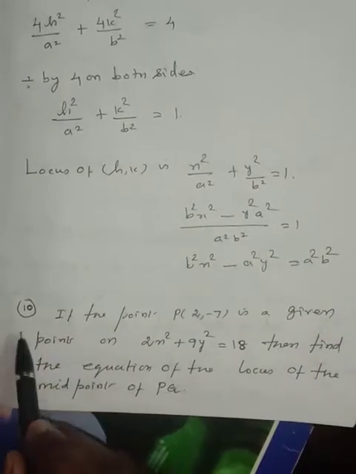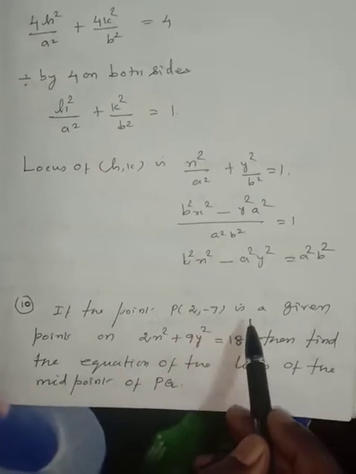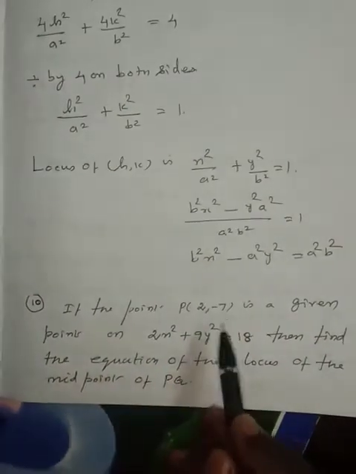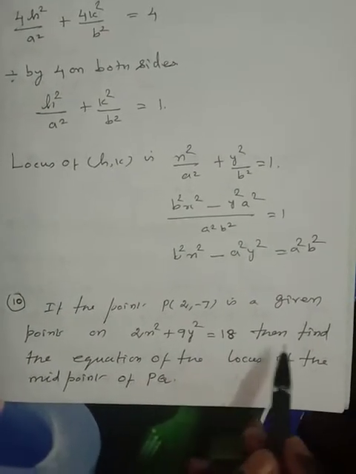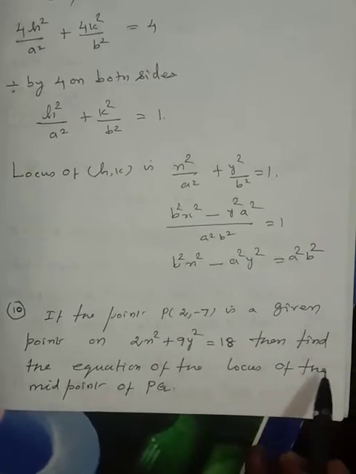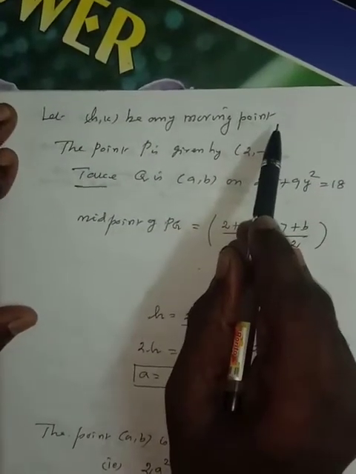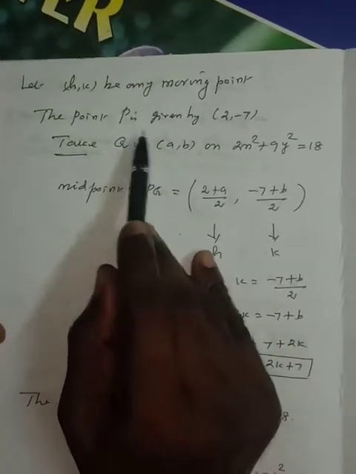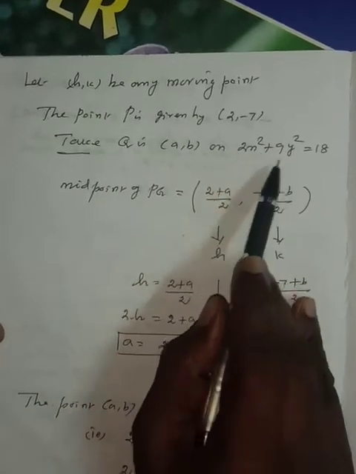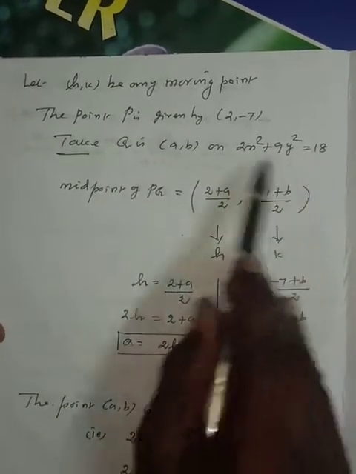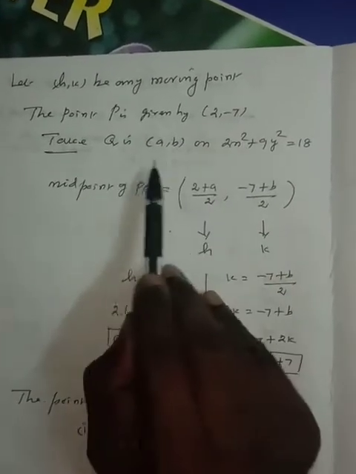Now the question number 10. If the point P (2, minus 7) is a given point on the curve 2x square plus 9y square is equal to 18, then find the equation of the locus of the midpoint of PQ, where Q is a moving point. The point P is given by (2, minus 7). Take Q as (a, b) on 2x square plus 9y square is equal to 18. The midpoint of PQ, where P is (2, minus 7) and Q is (a, b).